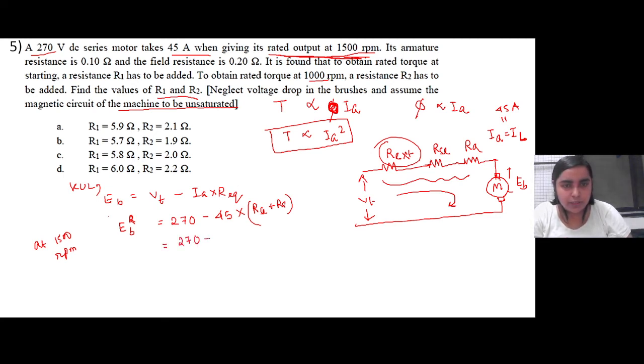So it is 270 minus 45 into the series resistance and armature resistance. The field resistance here is 0.2 and the armature resistance is 0.1. So let us calculate it. 270 minus 45 into 0.3. This comes out to be 256.5 volt.